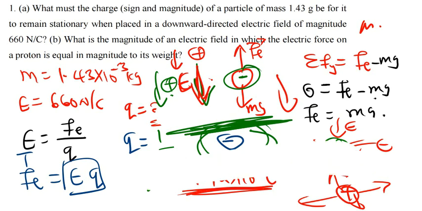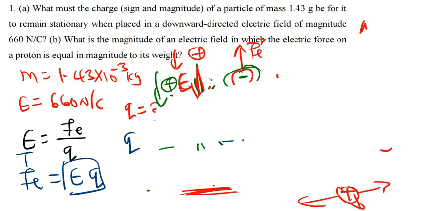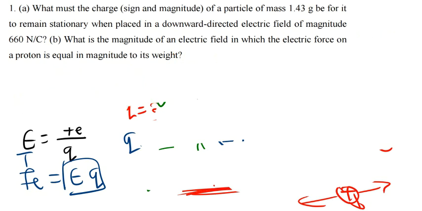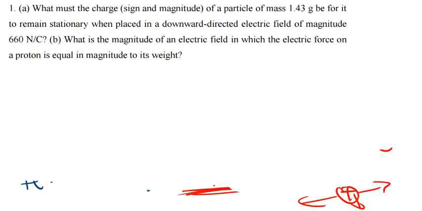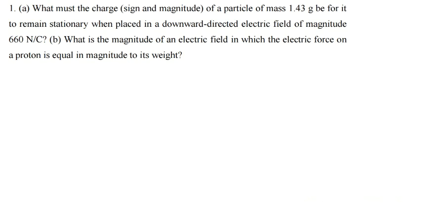Now we go to part B. Part B is saying, what is the magnitude of the electric field in which the electric force on a proton is equal to the magnitude of its weight. Here we're talking about a proton, so we need to know the mass of the proton. The mass of the proton is 1.67 times 10 raised to the power negative 27 kgs.